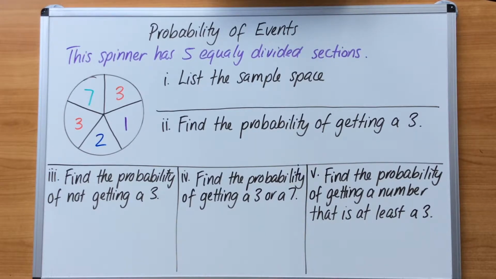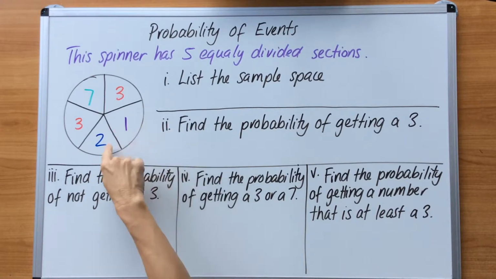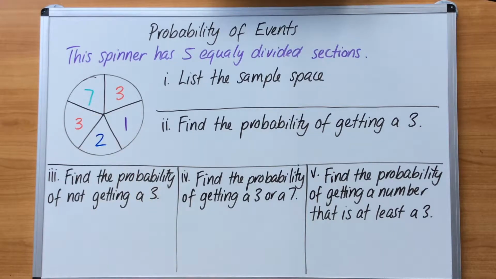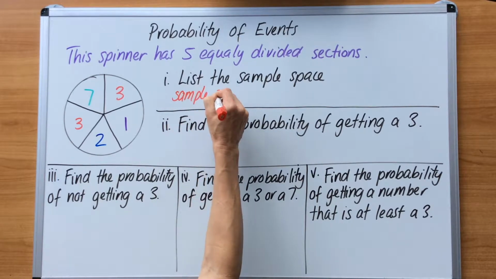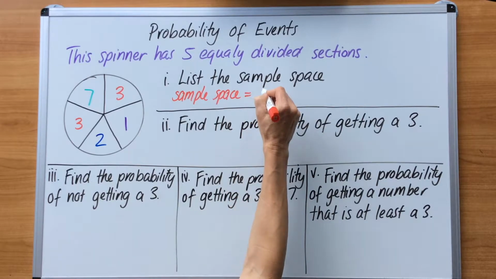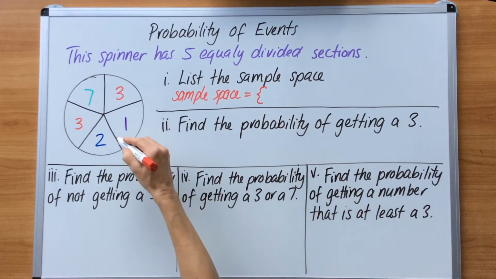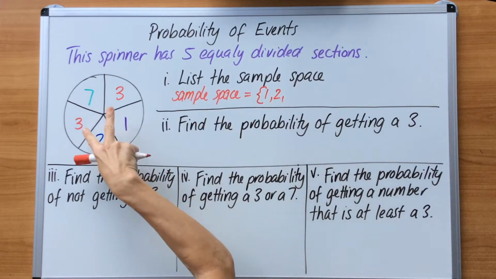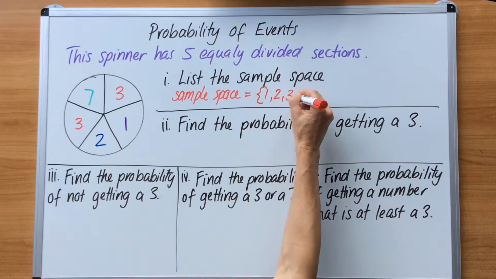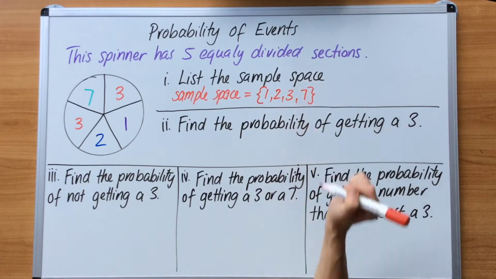Now we're going to actually look at an example, a question that we can work out probability answers to. So this spinner has 5 equally divided sections. You can see that you can get a 1, a 2, a 3, or a 7 on this spinner. So first thing is we're going to list the sample space. So we write sample space equals squiggly bracket. So we have a 1, comma, we have a 2, comma, we have 2 3s, but we only write 3 once, and we have a 7, and we close the brackets.